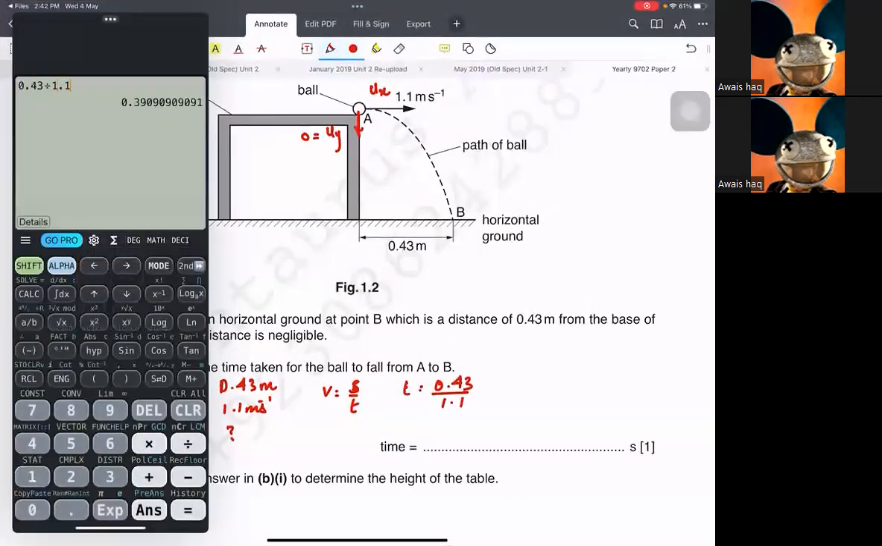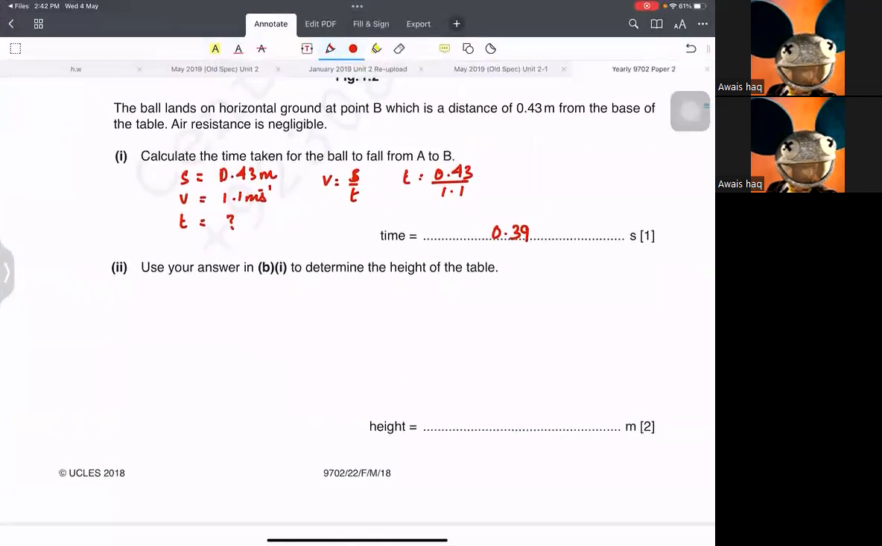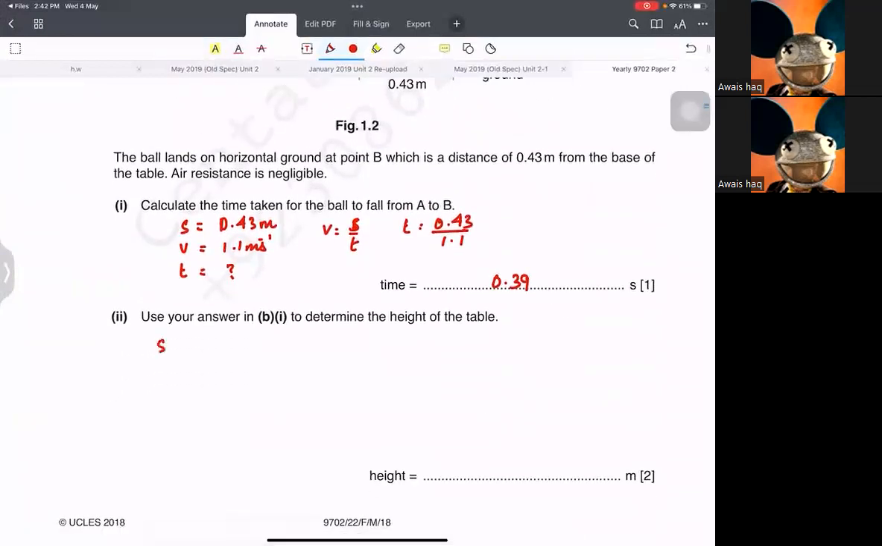0.43 divided by 1.1. That is 0.39 seconds. Then it says use your answer to determine the height of the table. Because we are talking about vertical, so we use SUVAT. The displacement we don't know. Initial velocity is zero. Final, we don't know. Acceleration is 9.81. Because it is falling down and it is also down, so we use positive, and the time would be the same that we got in the first part.